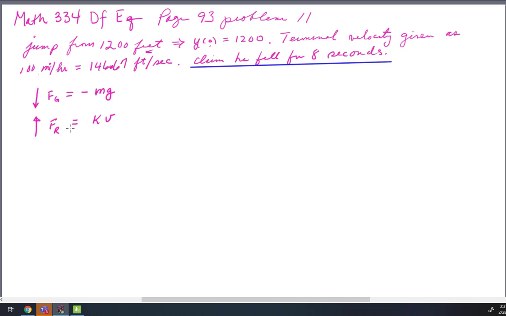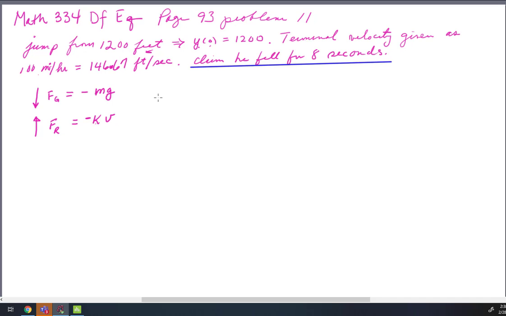Fr would be acting in the positive direction. His velocity would be toward the earth, downward, so the velocity would be given a negative sign, and in order to make the force Fr positive, we would need to put a negative sign on this equation. K will be a constant, and almost always we take these parameters to be positive values. So K will be a positive constant, and more about that in just a second.